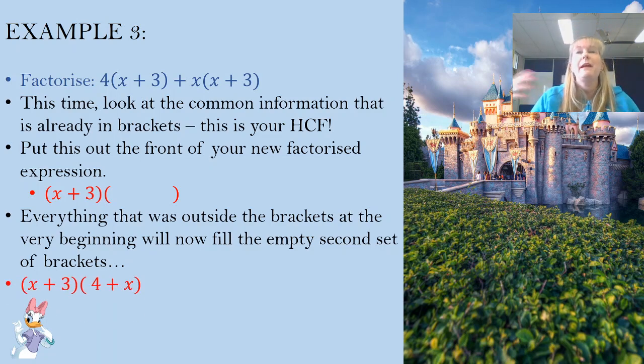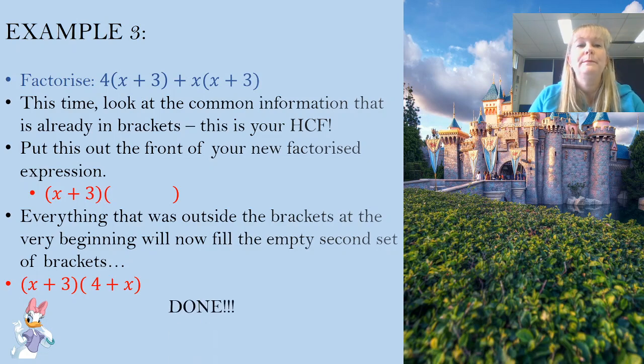Now, I could expand this out and check my work, but what I'm going to end up with is an expression with 3 terms in it, and it's going to look nothing like my starting point. So a better way of doing this is just to check x plus 3 is the highest common factor. It's at the front. Yes, it's common to both. And then just check that everything that was outside those brackets has been put inside the brackets carefully, especially if I've got negative numbers. Let's look at example 4.